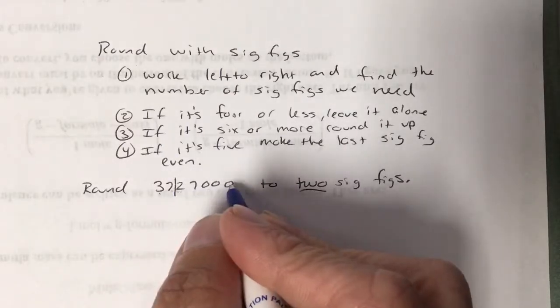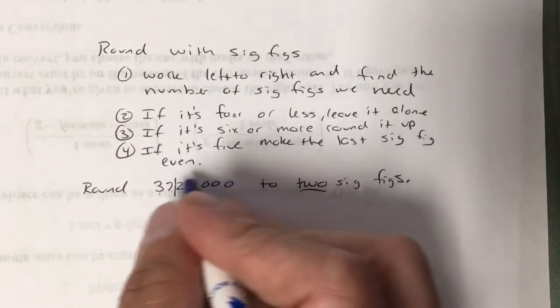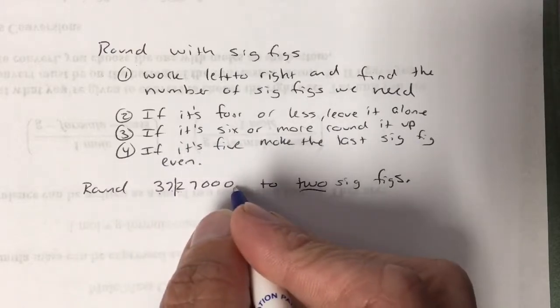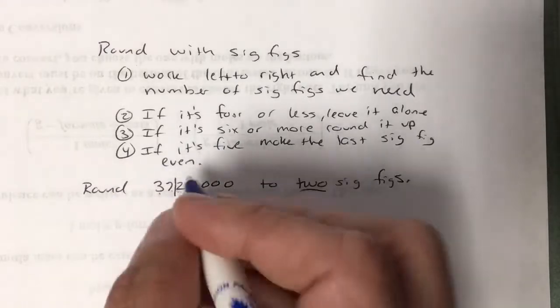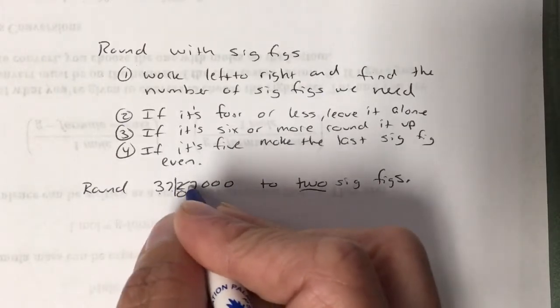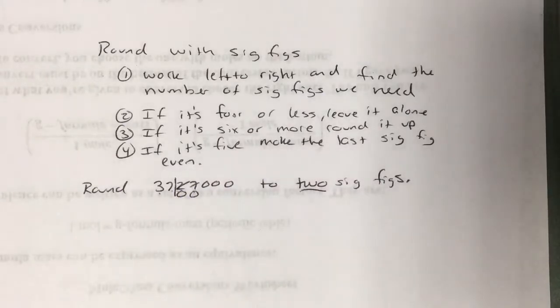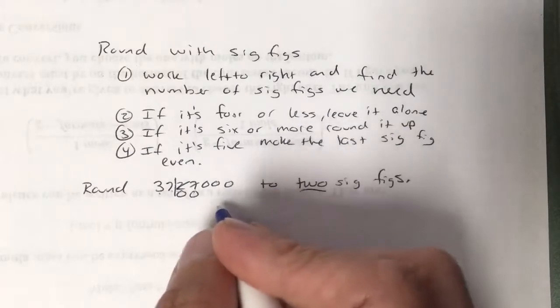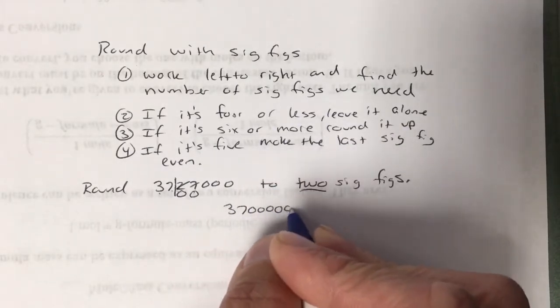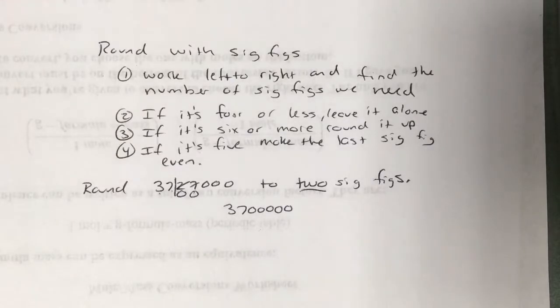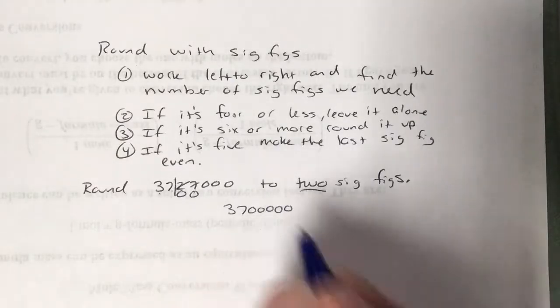Now what to do with all this stuff? Well, all this stuff is to the left of the decimal point. The decimal point's assumed to be right there. All this stuff is to the left of the decimal point. Anything that's extra needs to be replaced with a 0 over there to hold the place value. So the answer to this would be 3,700,000.